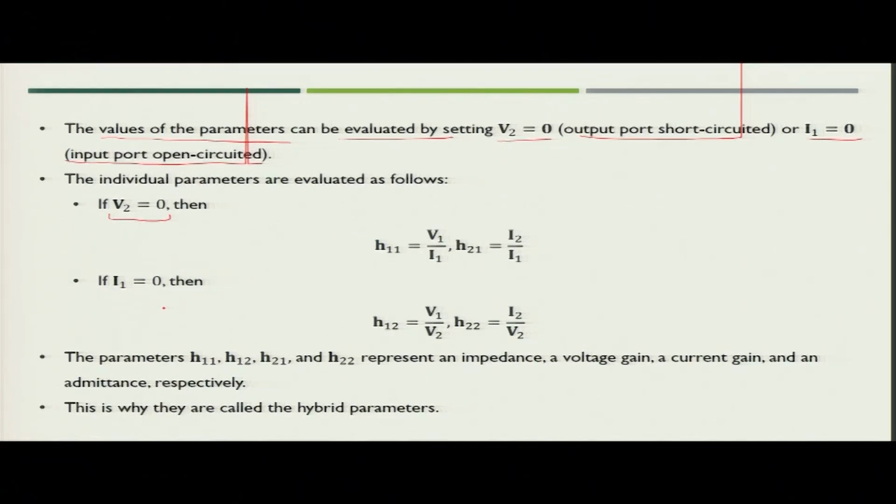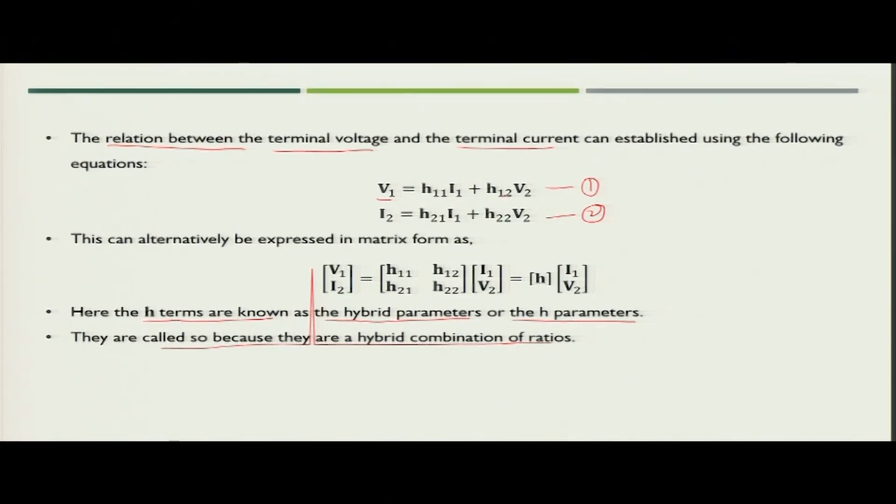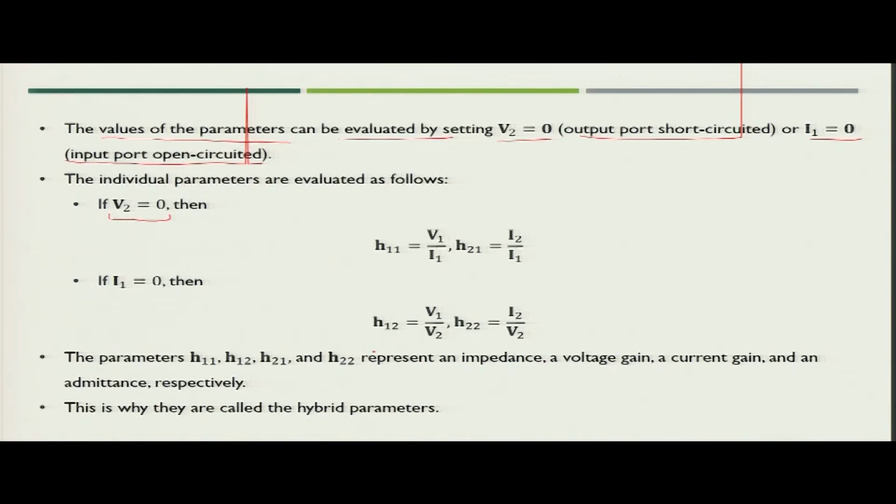Now, the second case is when you set I1 equal to 0. Here, H12 you will get as V1 upon V2 and H22 as I2 upon V2. So, you get the remaining two H parameters as H12 equal to V1 upon V2 and H22 equal to I2 upon V2.